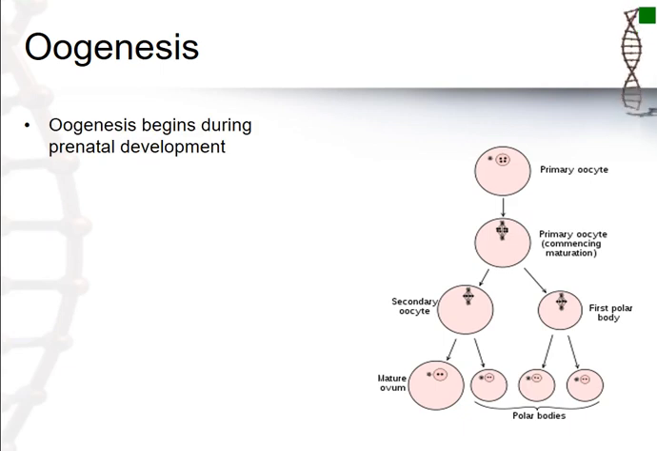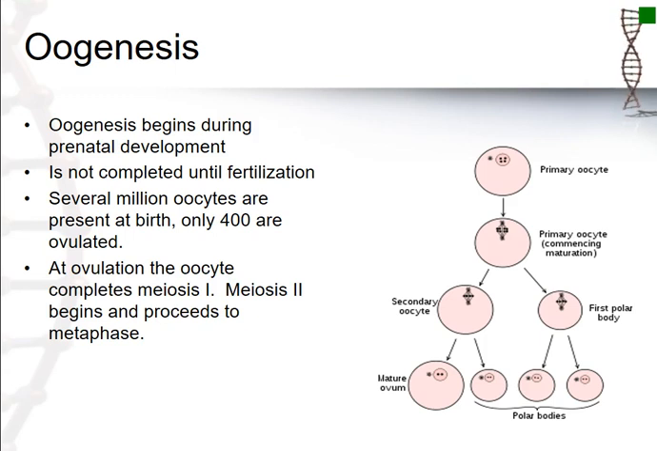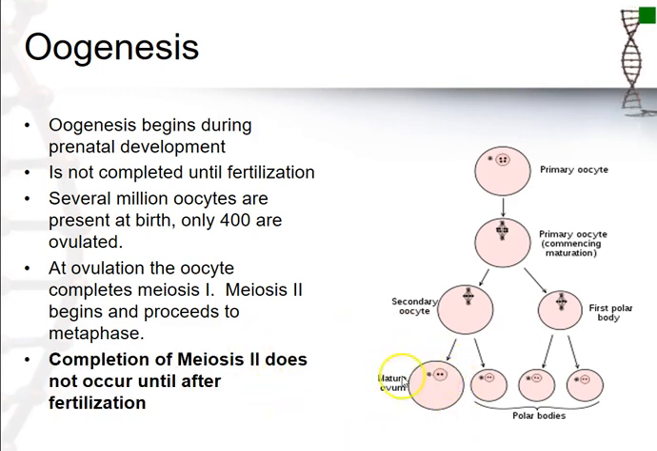Oogenesis, in contrast, begins during prenatal development. The oocytes migrate to the proper area and begin meiosis prior to birth. Several million oocytes are present at birth, but only 400 are ever ovulated. And at ovulation, what happens is the mature ovum gets most of the cytoplasm, and the polar bodies don't get much. So with one primary oocyte, we only get one mature ovum. Completion of meiosis does not occur until after fertilization.